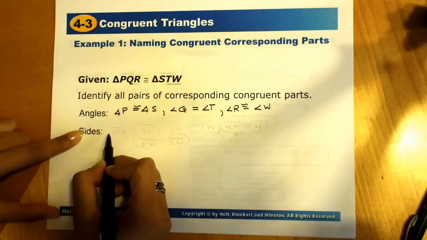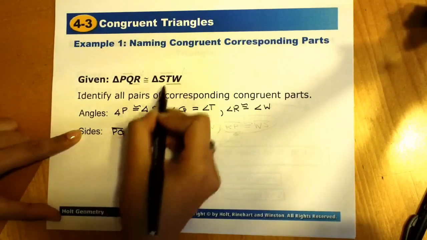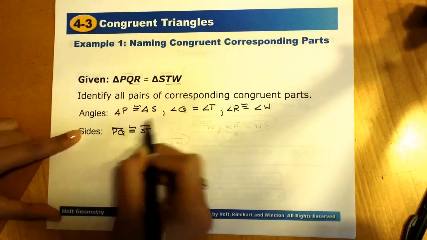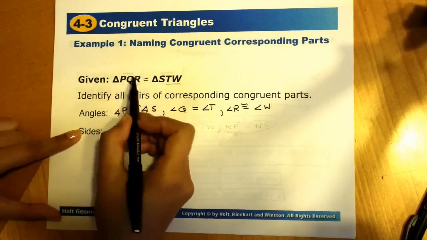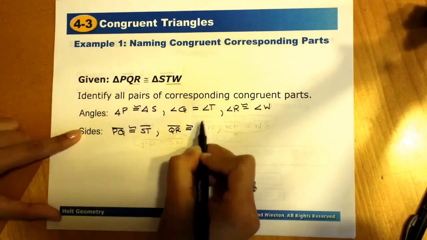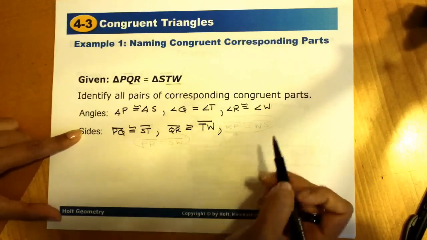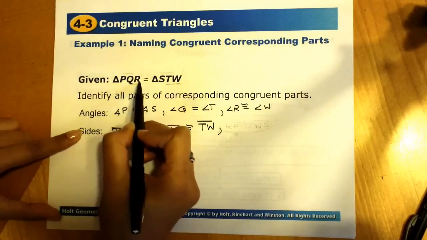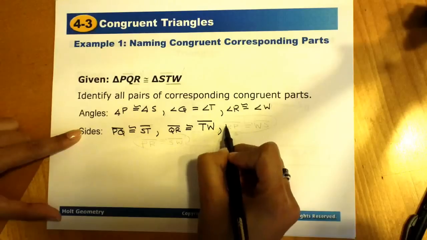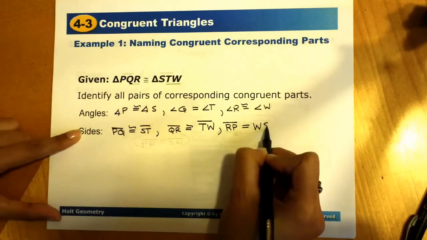When I'm talking about congruent sides, I'm just going to put the letters that are together. So PQ is the first two. It's also congruent to the first two over here, so it's congruent to side ST. And then the second two, starting with the Q, is QR, which is going to be congruent to the second two here, which is TW. And then the last one, I'm going to take the first and the last point in the triangle, which is going to give me the third side. So I've got RP is congruent to WS.